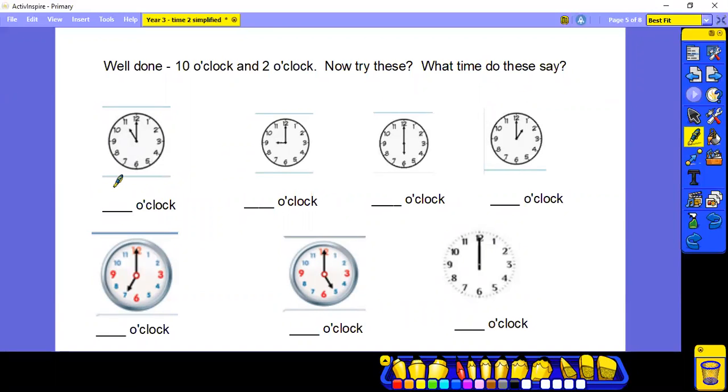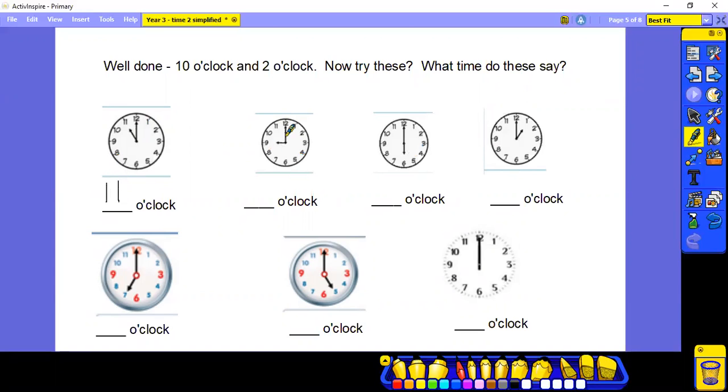Now try these clocks. What time do these say? Pause and have a go to answer. Well done. So let's have a look. The long hand is pointing to the 12, the short hand is pointing to the 11. So this one says 11 o'clock.